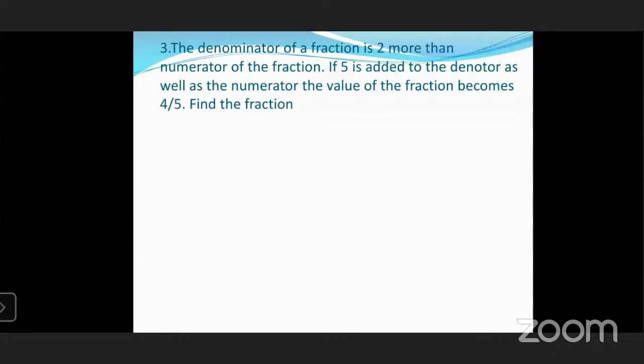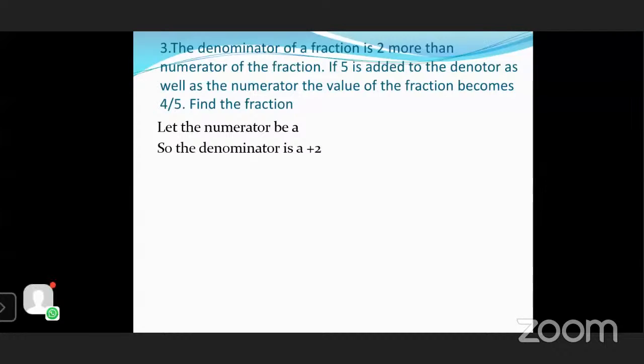Now, the next condition will also come. 5 is added to the numerator as well as the denominator. मतलब a and a plus 2 is our fraction. Now, in that fraction, if 5 is added, a plus 5, a plus 2 plus 5, the value becomes this. So this is how you go one step by step. Before starting the question, you should understand what exactly we are dealing with. So let the numerator be a, the denominator will become a plus 2.